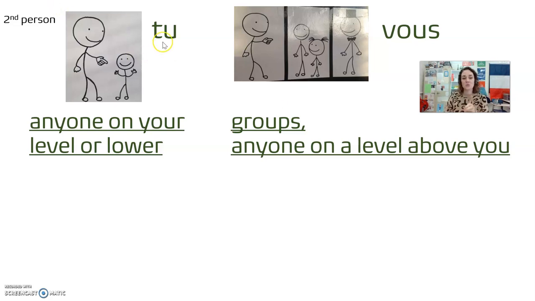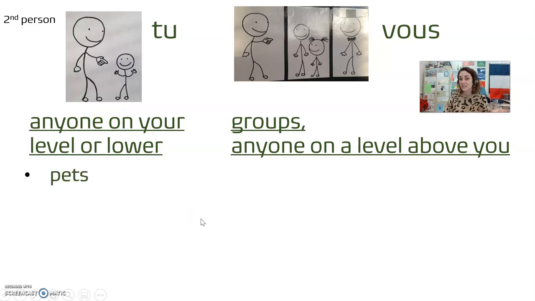I'm going to use tu if I'm talking to one person. I'm going to use vous if I'm talking to two or more people. Unless I want to talk to one person who is formal, that's vous. So what I'm saying is, I use tu talking to one person who is what I would consider on my level or lower. Who is on my level or lower?